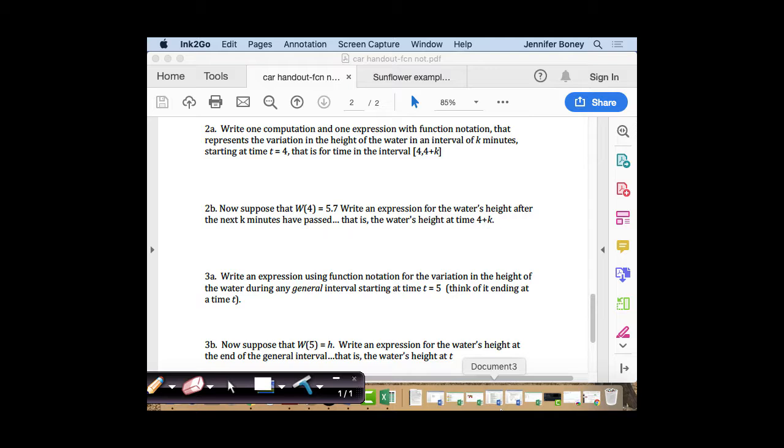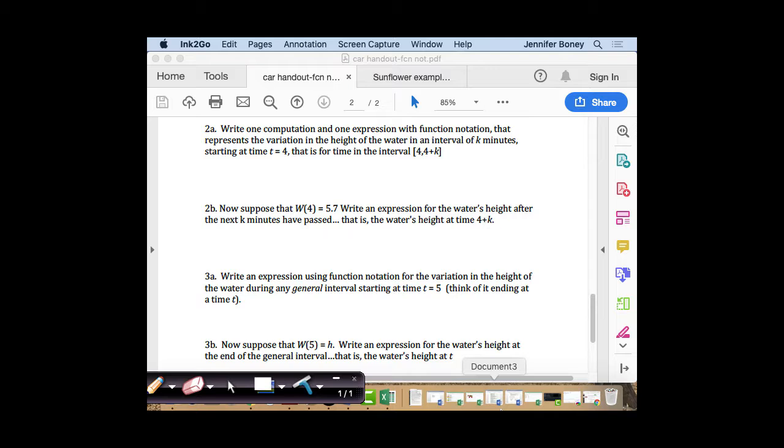All right, let's look at number 2. See if we're on the right track or we're figuring out how to generalize our process a little bit. So for part A, same situation. We've still got W, the capital W, is the function that relates time to height of the water in the sink, T to H, capital H. We want to write a computation and an expression using function notation, and you can do them in either order, both, neither, whatever, that represent the variation in the height of the water during an interval of k minutes starting at time 4. So from 4 through 4 plus k.